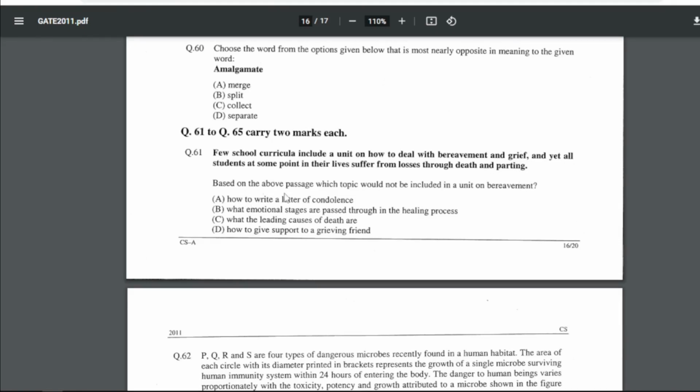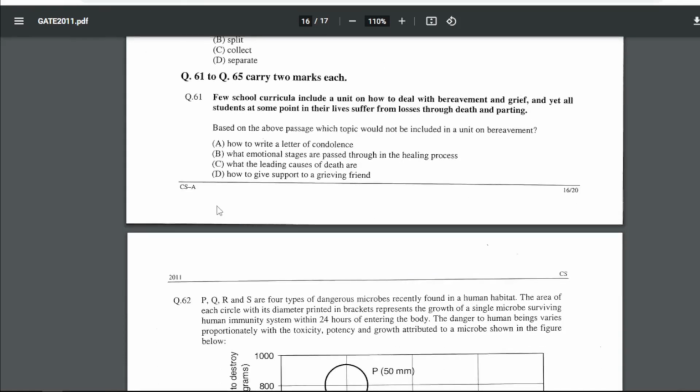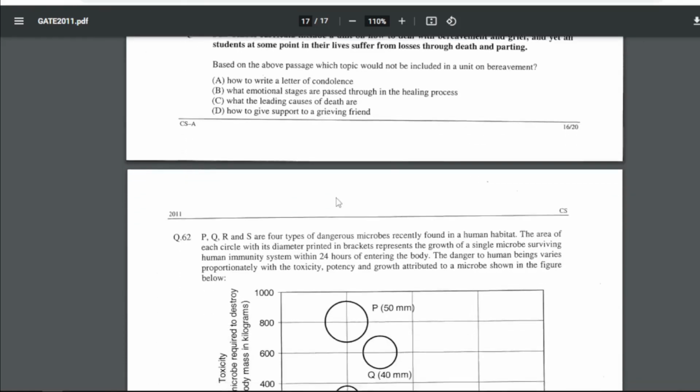61: few school curricula include a unit on how to deal with bereavement and grief, and yet all students at some point in their lives suffer from losses through death and parting. Based on the above passage, which topic would not be included in a unit on bereavement? For 61, our answer will be C, that is what the leading causes of death are.